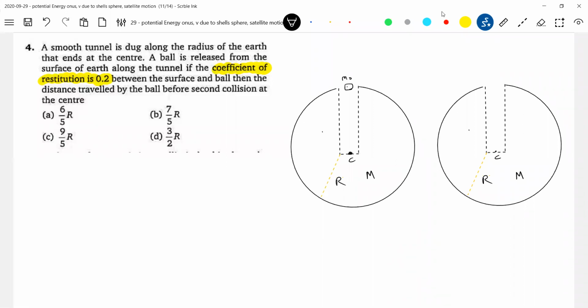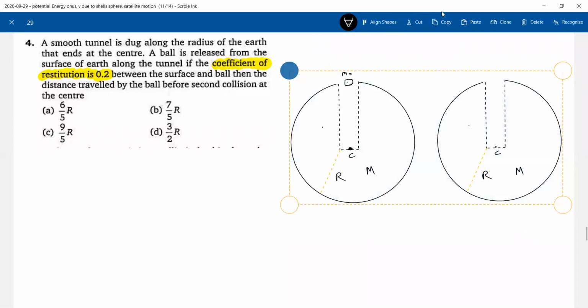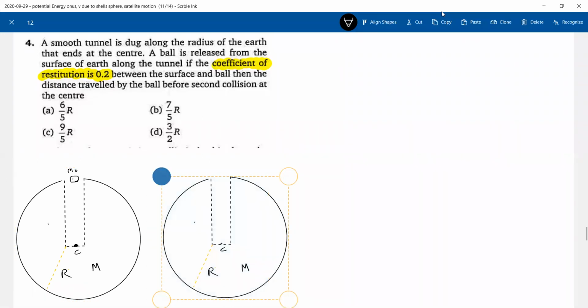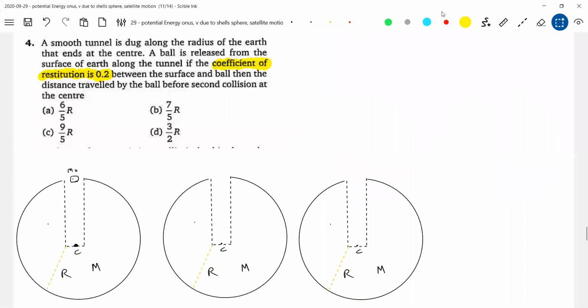First, what happens? When the particle reaches the center, what will be the speed? We'll calculate. I think I need one more diagram. I'll put all the diagrams here. The particle will come and collide here. I'll shade this particle. When it comes and collides here, it will have a speed, say v1. Small letters I'm using. It will immediately rebound with a speed v2.